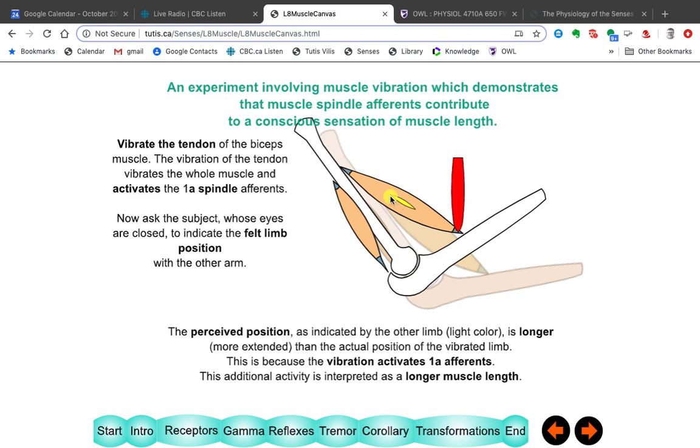And the spindle on this hand is more active. So the brain senses the normal activity that it would get for this position, plus the activity it gets from the vibrator. As a consequence, the other limb signals what position it thinks this limb is by being too long, by being too stretched.